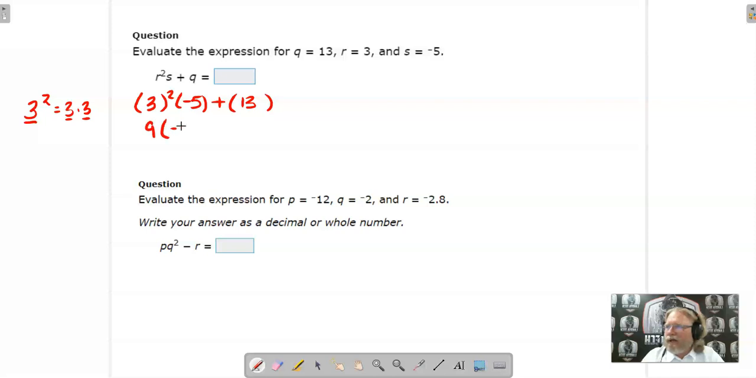Now I need to multiply that times the negative 5 and also add the 13. Now 9 times negative 5 is negative 45. 9 times 5 is 45. Positive times negative is negative. Now I'm going to add to that 13. And later on, we'll also realize that whenever we're adding and subtracting positive and negative numbers, there is a little trick to it. And what that trick is, if we have two positive numbers, right?